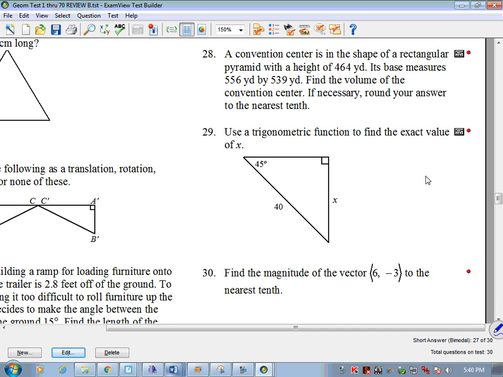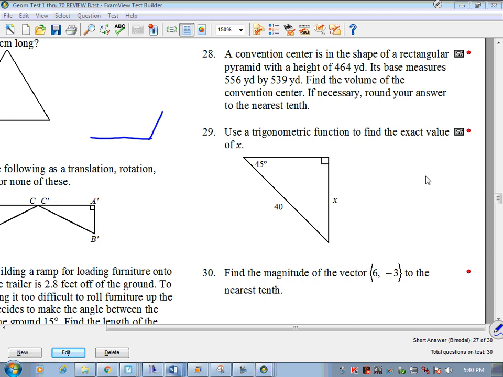All right, convention center, shape of a rectangular pyramid, with a height of 464 yards. Its base measures 556 yards by 539 yards. Find the volume of the convention center if necessary. Round your answer to the nearest tenth.